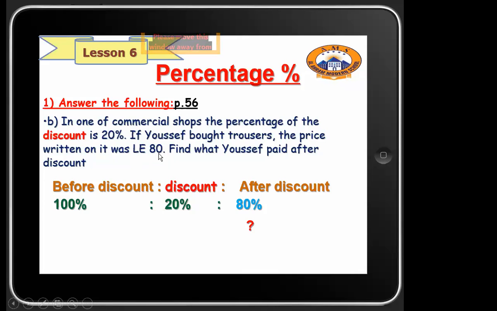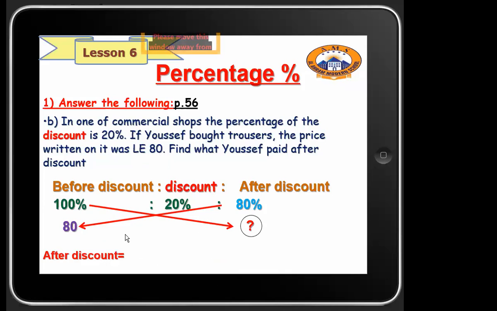80. Very good, all of you. 80. Excellent work, all of you. So I'm going to make a cross multiplication. Excellent, cross multiplication. Now the price after the discount is 80 times 80 over 100. Very good, all of you. Excellent. 80 times 80 over 100 will give you 64.